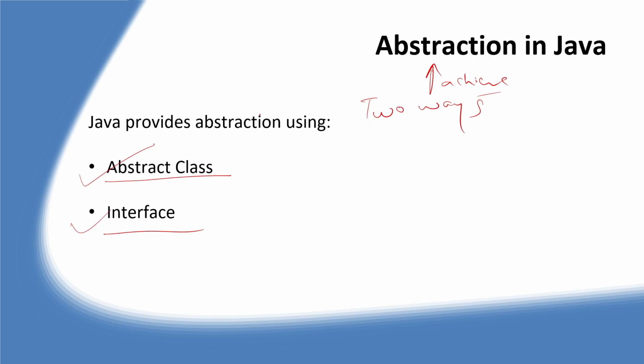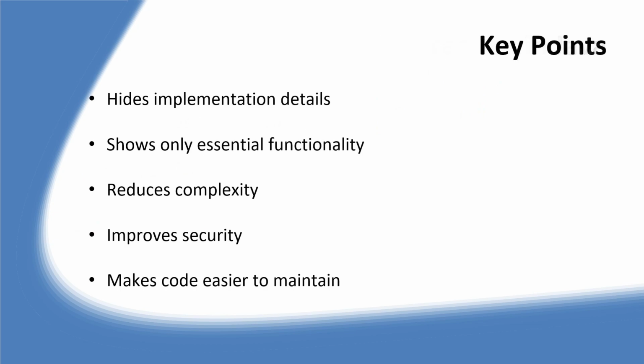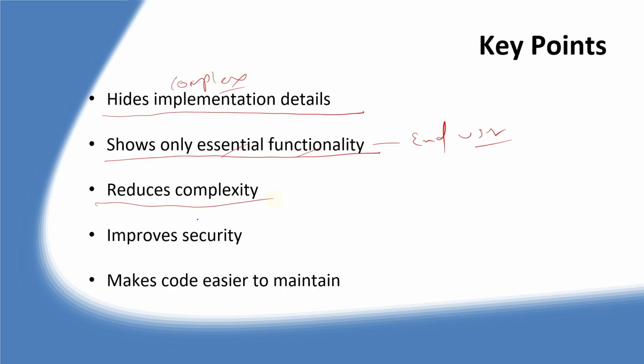So let's quickly summarize what we have learned. Abstraction means it will hide the implementation details, the complex part. It will show only essential details, essential functionality, to the end user. The end user will know only the required information, that is essential functionality. So it will reduce complexity and improve security.